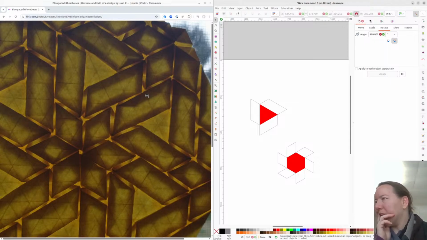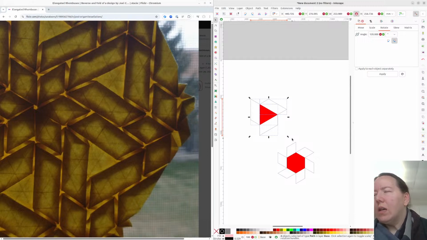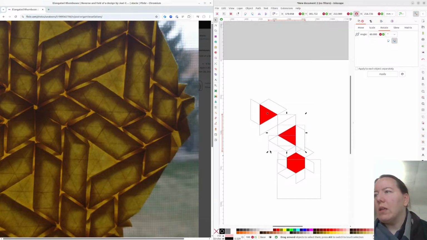Flagstones do some interesting things. But what I can say is that this is going to duplicate and have a 60-degree angle and then touch like that.